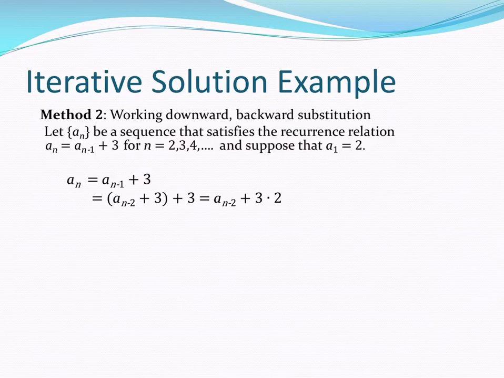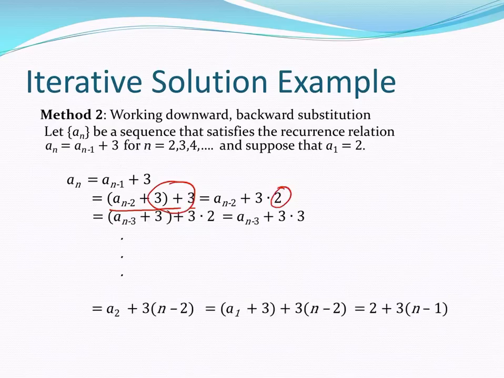A sub n is equal to a sub n minus 1 plus 3, but a sub n minus 1 is equal to a sub n minus 2 plus 3, and then we have the 3 to get a sub n minus 1, and then we group these to get a multiplier of 2. Well, let's see what happens on the next line. And then that is going to be equal to a sub n minus 3 plus 3, but then we'll group these together to get a sub n minus 3 plus 3 times 3.